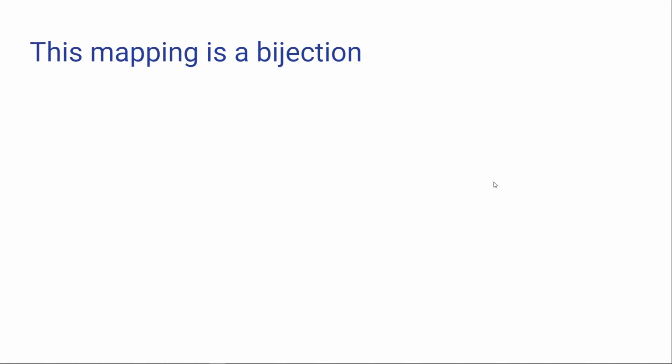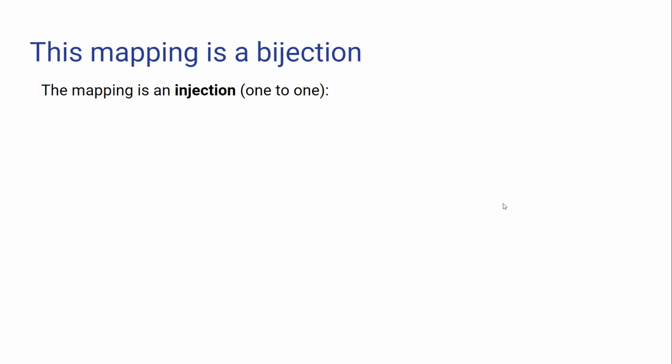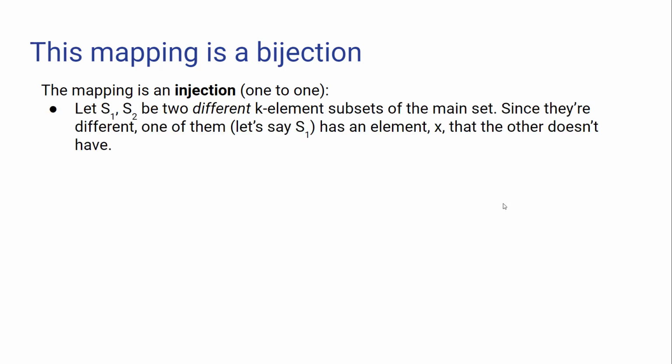Let's start with injective. So to show that a function is injective, any function whatsoever, I need to start with two different inputs and show that I get two different outputs. The inputs to this function are k-element subsets. So let's take two of those, call them S1 and S2, and let's make sure that they are different. So that means that one of those two sets has an element that doesn't belong to the other one. Without loss of generality, let's say that S1 is the different one. It has an element X that doesn't belong to S2.